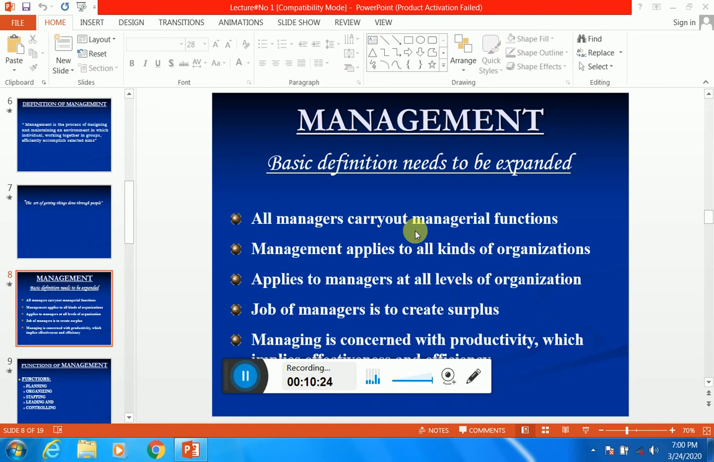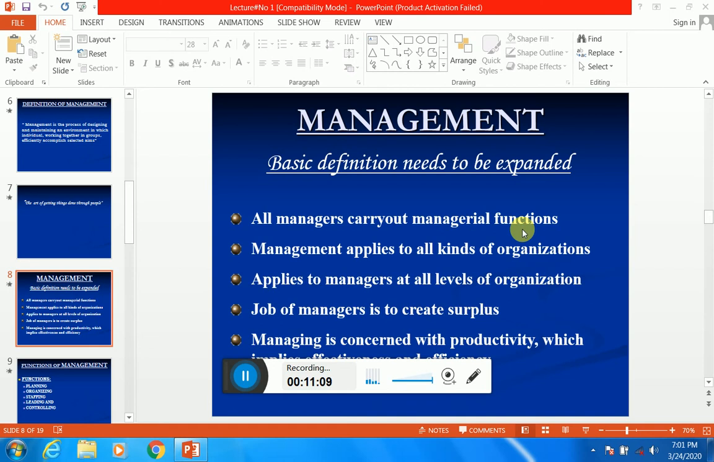Here the terminology managerial functions means that they do planning, organizing, leading, and controlling. It means that all area wise managers, the variety of managers, perform planning, organizing, leading, and controlling. After that we have the next point, management applies to all kinds of organizations. This point simply states that management is applicable everywhere, whether it is government or non-government. Management is applicable in every type of organization.